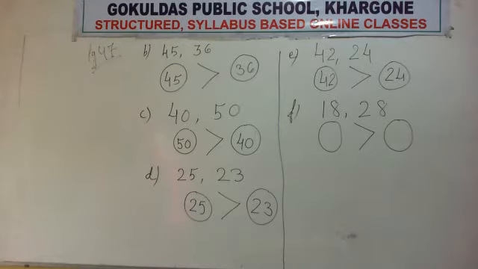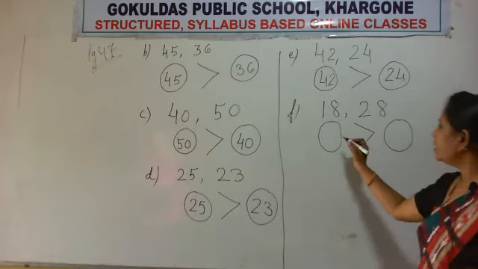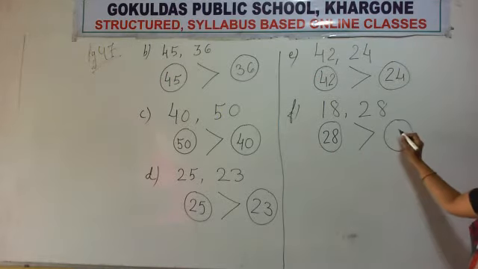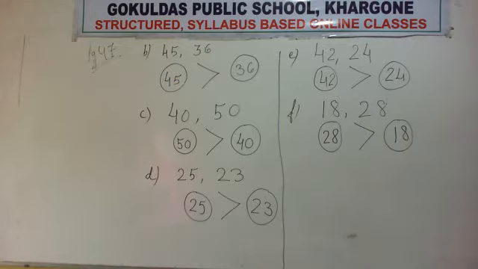Now identify the bigger number. Which number is bigger among 18 and 28? 18 is bigger than 28. Yes? No? Then which number is bigger? 28. So write 28 in the left circle and write 18 in the right circle. And how do we read this? 28 is greater than 18. So copy this question.